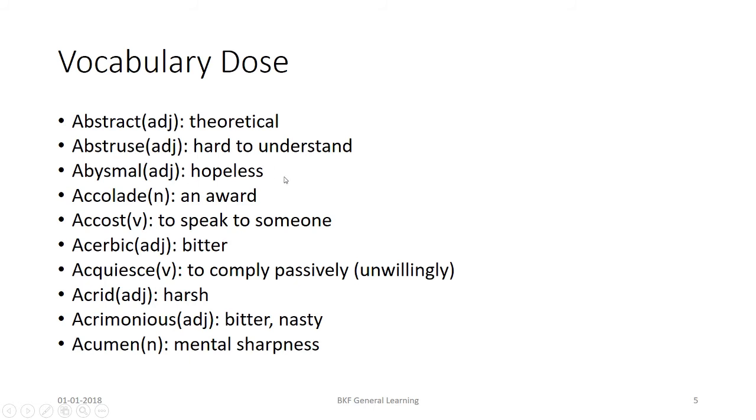Abysmal is hopeless. So if I have got kicked out of a company, I can say my condition is abysmal. Accolade is an award. It's also a noun. Accost means to speak to someone or to approach someone. Acerbic is an adjective, it means bitter, such as acerbic comments.